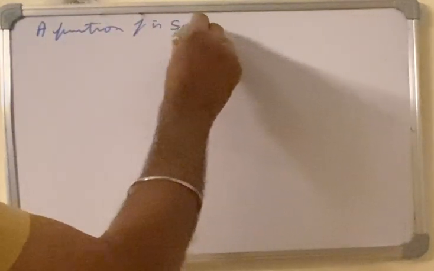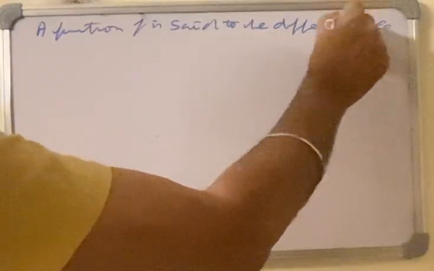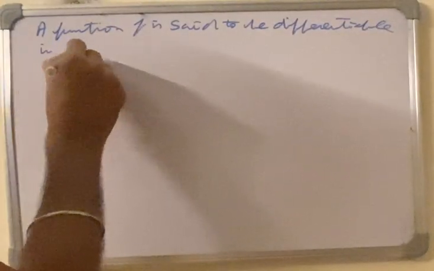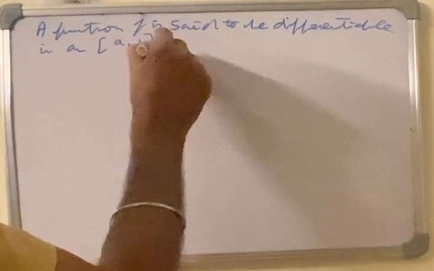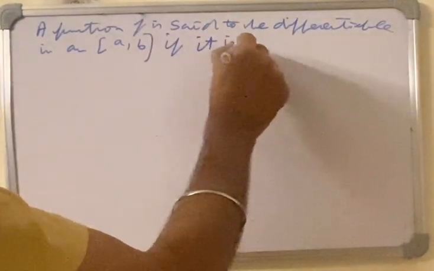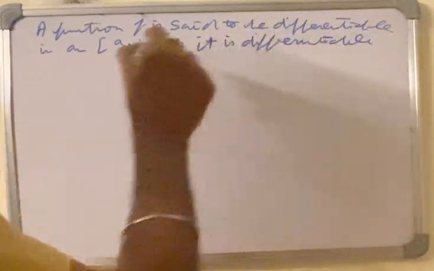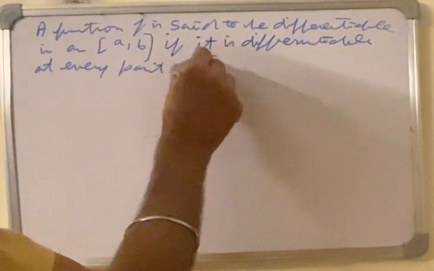A function f is said to be differentiable in a closed interval a b if it is differentiable at every point of the closed interval a b.